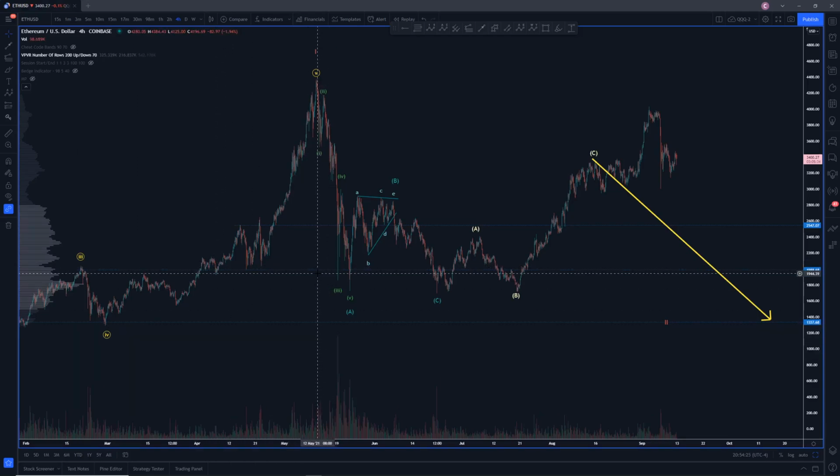In today's video, we're going to be taking a look at Ethereum to the US dollar. I'll give you my update on what I think the price action is leading us towards and where I think the price of Ethereum is headed next.